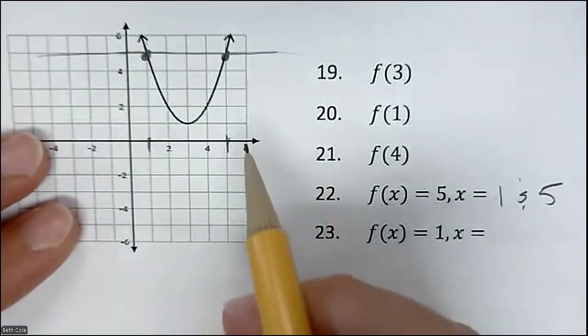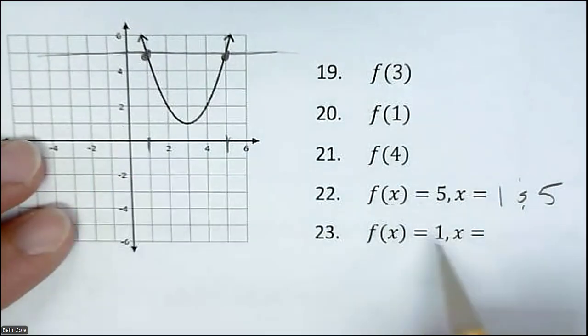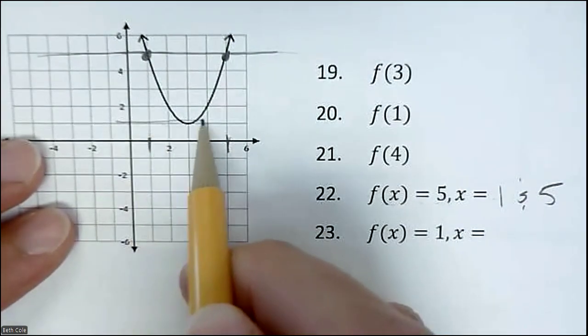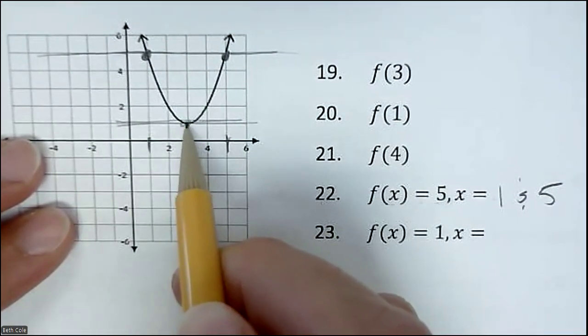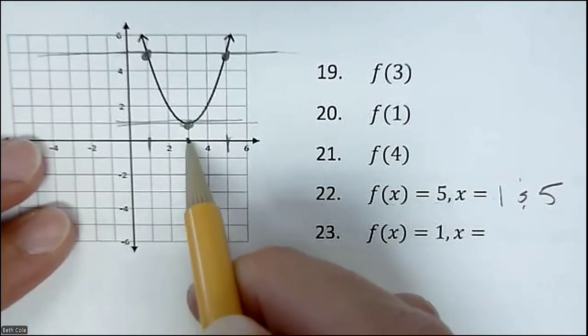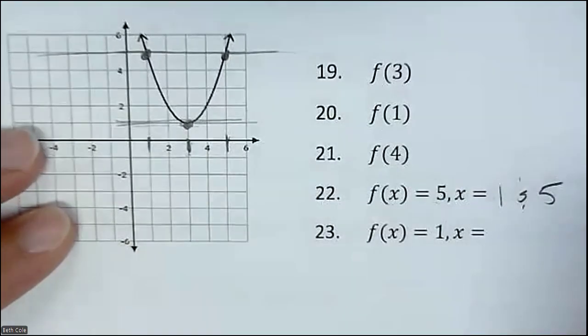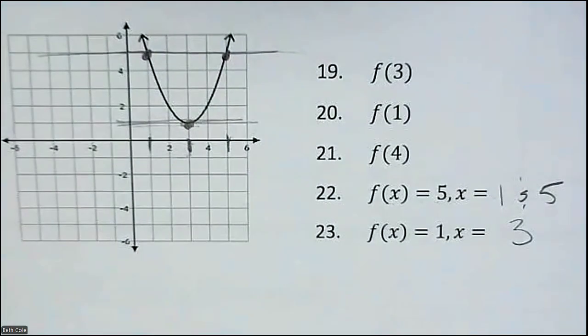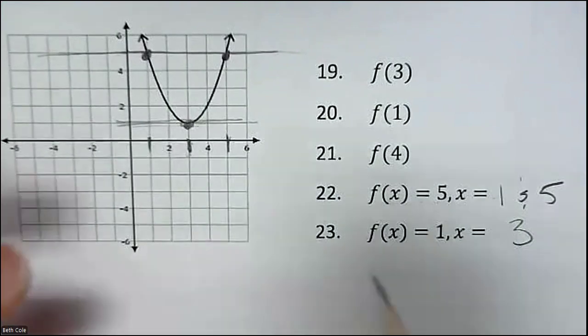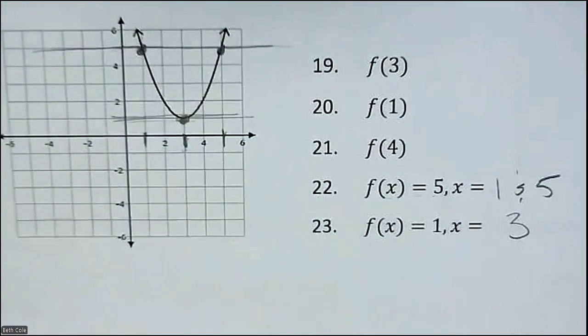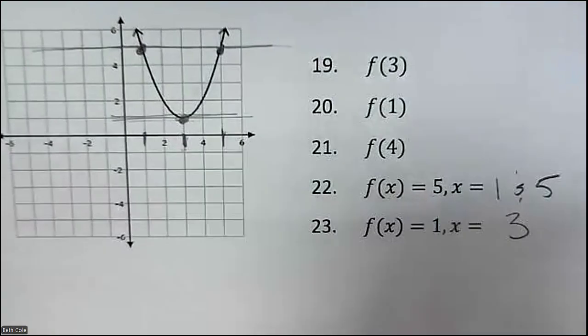Whoever said I'm stuck, did that make more sense? I don't know who said that. Okay, so here, if you have f of x equals 1, if you draw a line at 1, where does that hit the graph? No, it's 3. Do you see that there? 3. Yeah, exactly. Because it's all from the same graph.